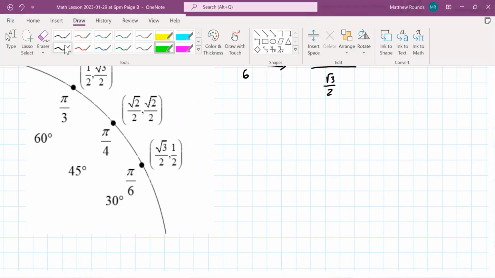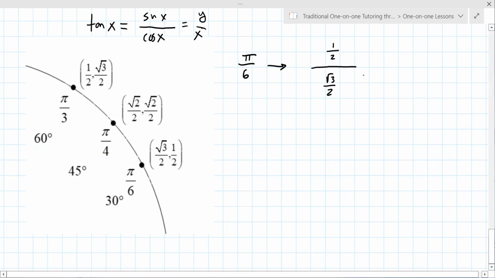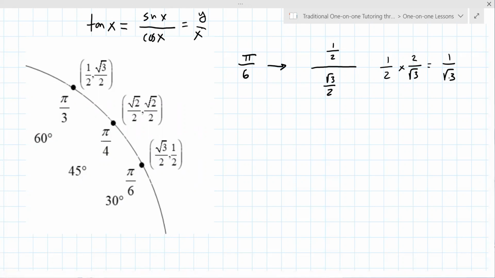Now, in terms of this, you never divide, you always multiply by the reciprocal. So this is really 1/2 times 2 over root 3. And this becomes 1 over root 3. Is that okay for now? Wouldn't it be the 2 in front of the root 3?